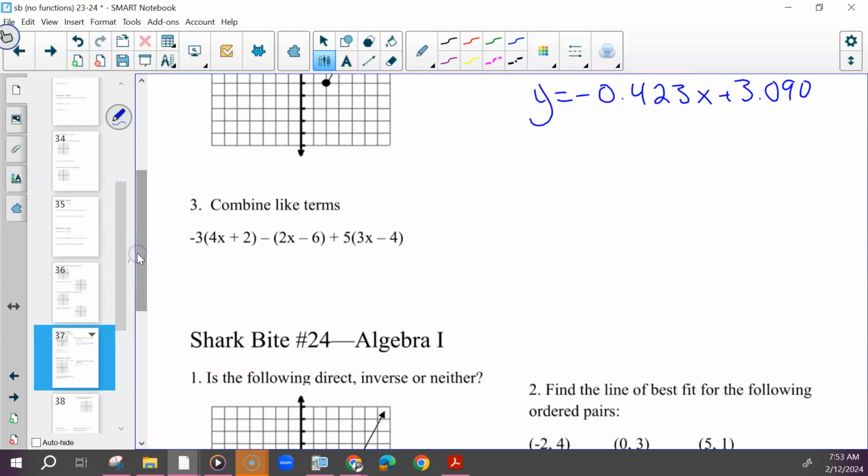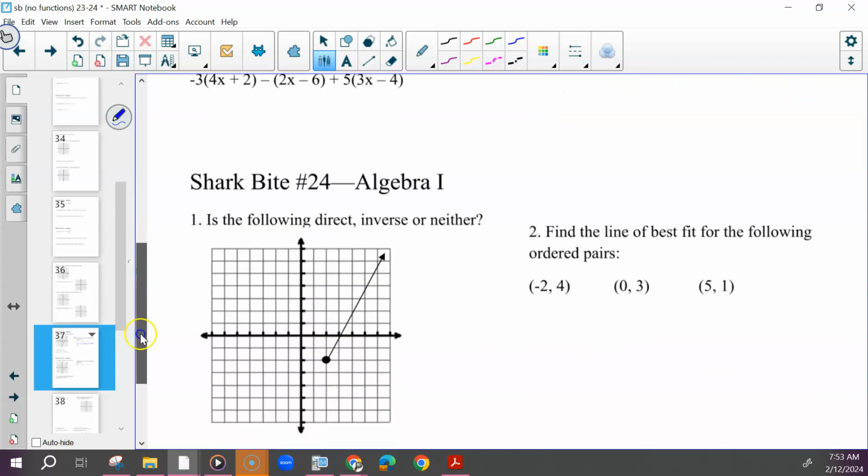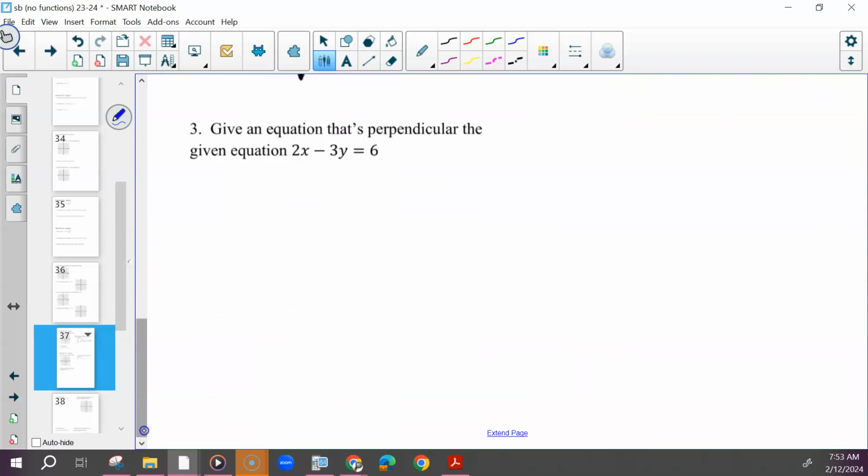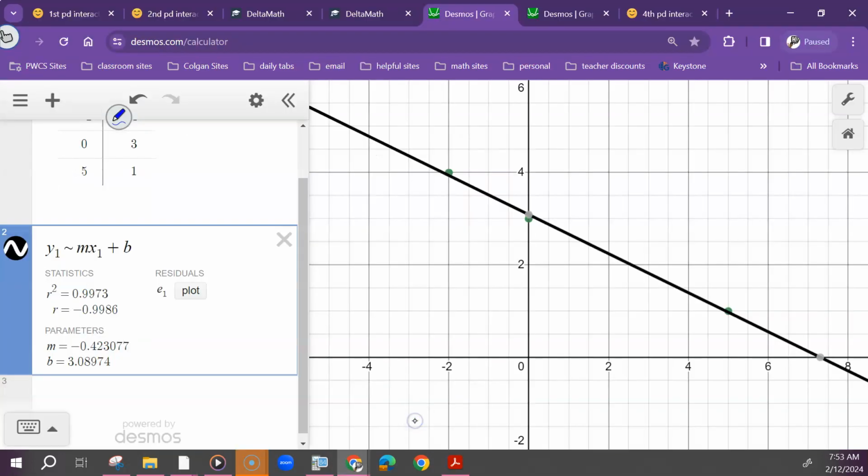If you had this number 3, great. And then for number 4, just put same as number 3. If you had this number 3, give an equation that's perpendicular to the given one. So find what this would be. You could do this in Desmos. I'll show you how to do it in Desmos first.